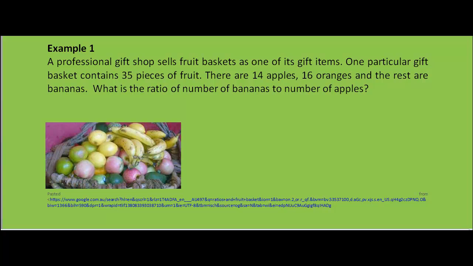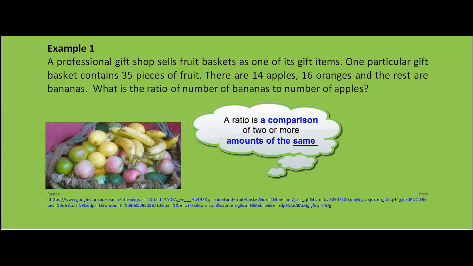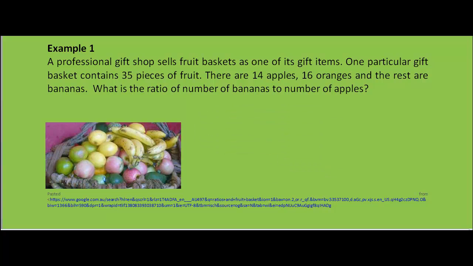Let's use this example to go over some basics about ratios and how to write them. First of all, let's start with the definition of a ratio. A ratio is a comparison of two or more amounts of the same type. To answer the question in this example, we have to compare the number of bananas to the number of apples in the basket. Are we comparing amounts of the same type? You might be thinking, aren't bananas different to apples? Well, they are both types of fruits, and what we're comparing is the amount of one type of fruit to the amount of another type of fruit. And this fits with our definition of a ratio. Think about that for a moment.